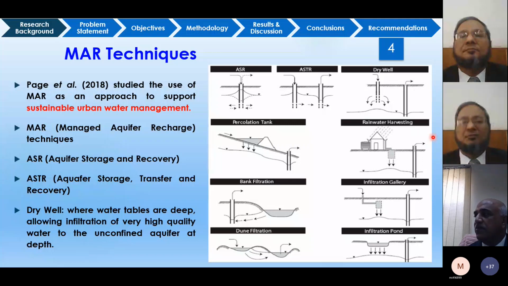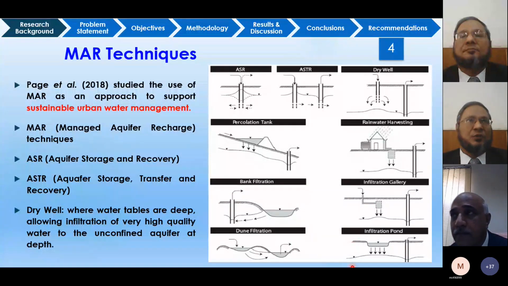If there is some canal or river, and on the side of that we have a pumping well, then it continuously receives water from this canal, and the water is being pumped, and the groundwater table fluctuations won't be much. Another is the dune filtration, and the next is the infiltration pond.